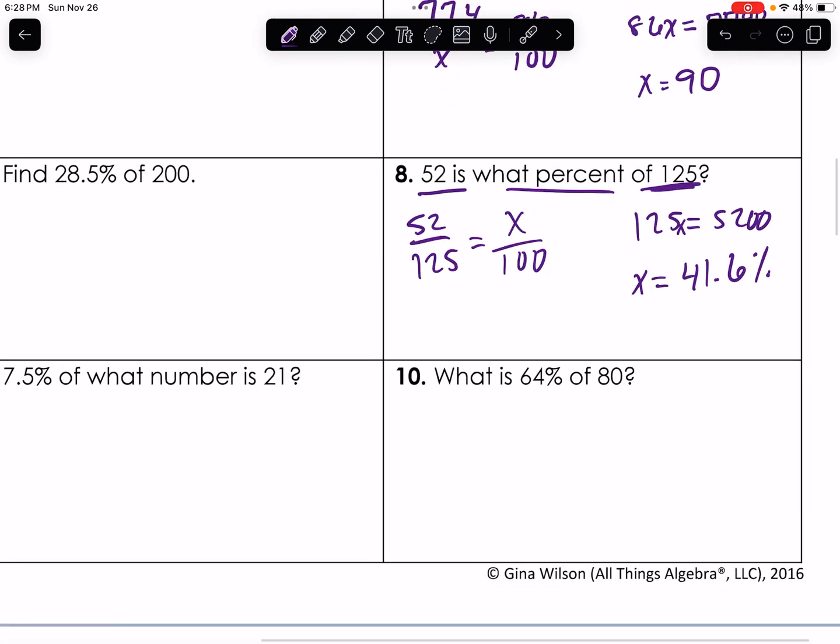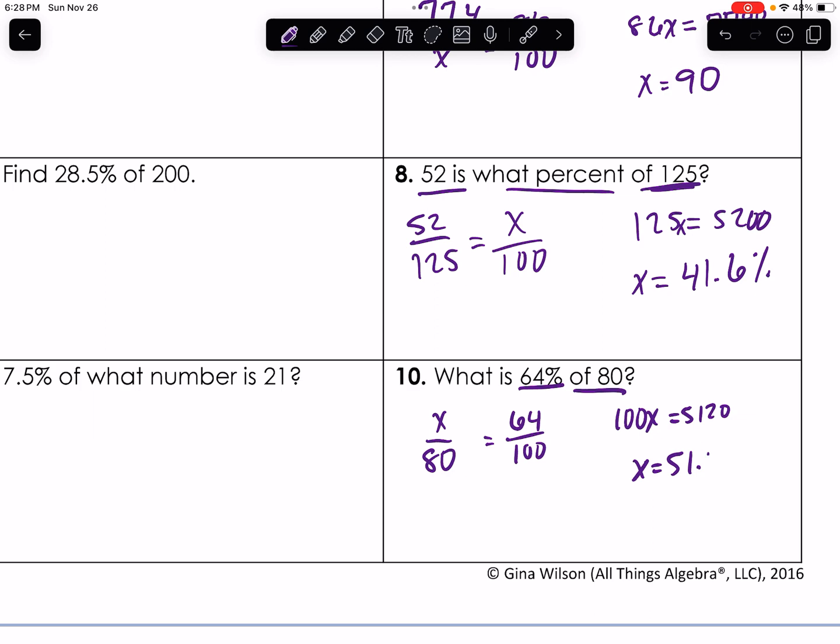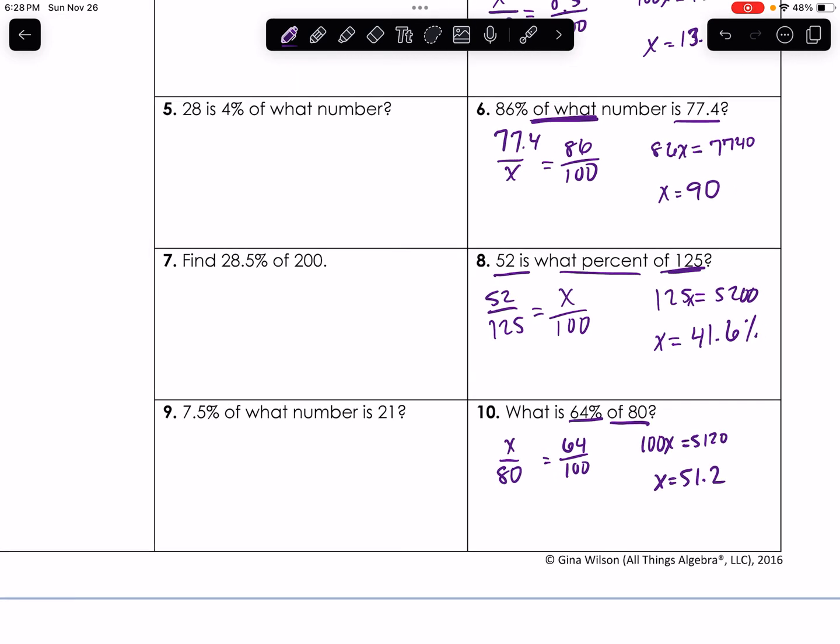What is 64%? Again, 64 is a percent. It goes over 100. We don't know what the is, but we know what of is. Okay, so we get 100x equals 5120. X equals 51.2. That is a quantity, no percent.